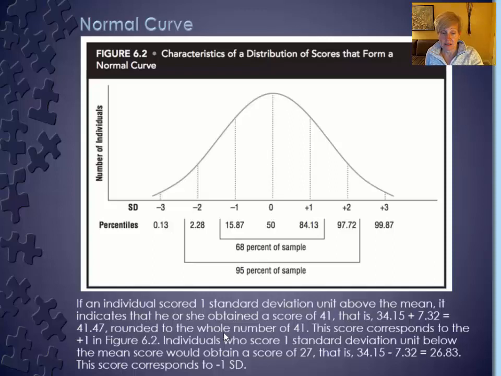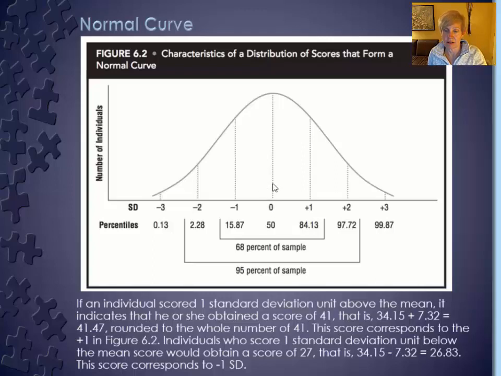Now I've copied the text exactly from your book. I can't remember what page that's on, but it's under the section on normal curves. But for example, if an individual scored one standard deviation unit above the mean, which is right here, 0, it indicates that he or she obtained a score of 41. That is 34.15 plus 7.32. And you're like, wait a minute. If you remember correctly in that particular section, they tell you that the mean on that particular score or test or whatever it was 34.15.